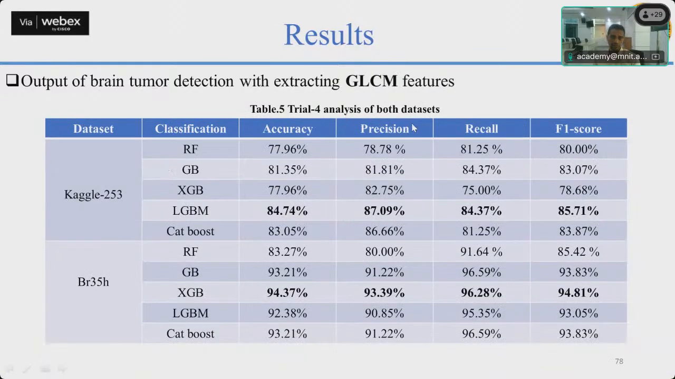Trial analysis of both datasets. So here, actually, when you are using the GLCM feature, this is another core analysis. So here, this one. What did it show? Can you interpret? What is the conclusion of this table 1, 2, 3, 4, 5?